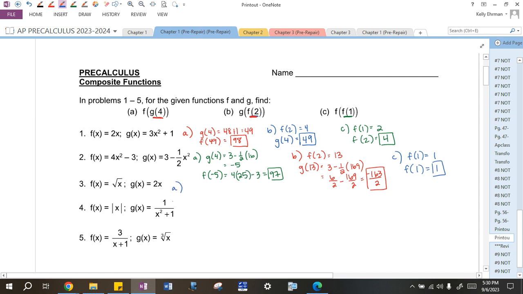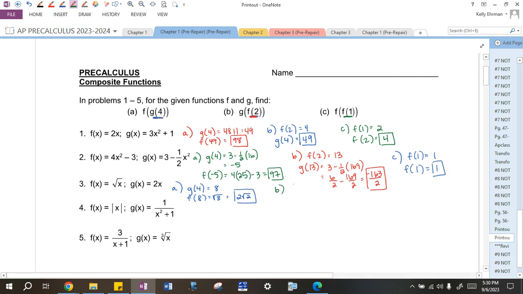For number 3, f of g of 4. So what's g of 4? G of 4 is 2 times 4, which is 8. F of 8 is radical 8. We would make that 2 radical 2.